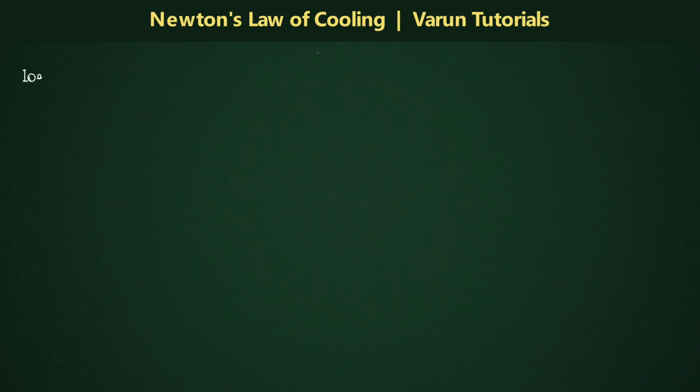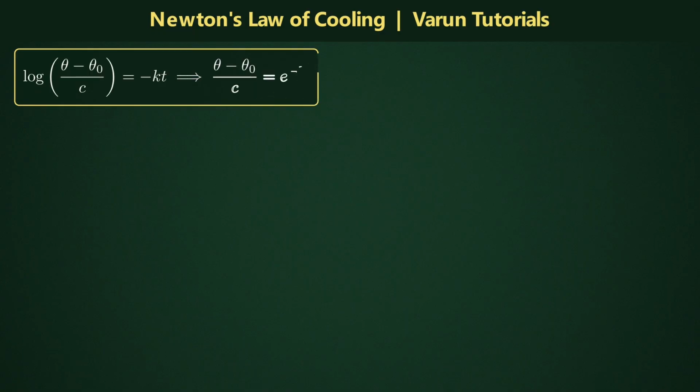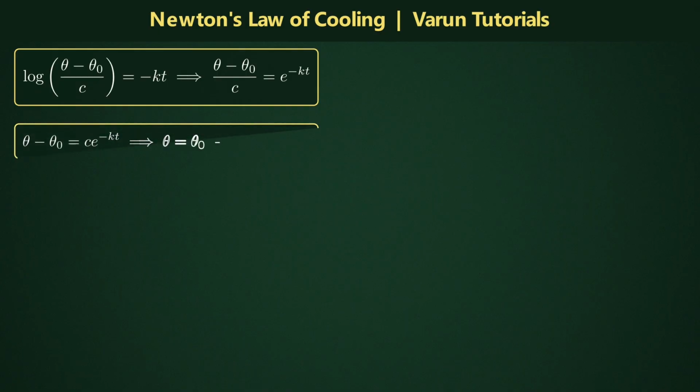Combining the logarithms, we have log of theta minus theta 0 over c equals minus kt. Raising both sides to the exponential base, we get theta minus theta 0 over c equals e to the power of minus kt. Multiplying by c and rearranging, we obtain the general solution, theta equals theta 0 plus c times e to the power of minus kt. We label this as equation 2.